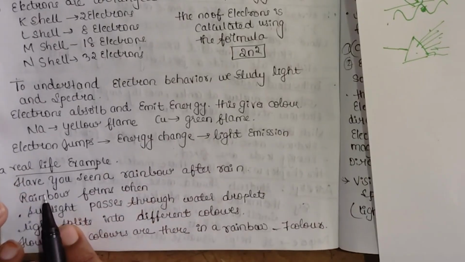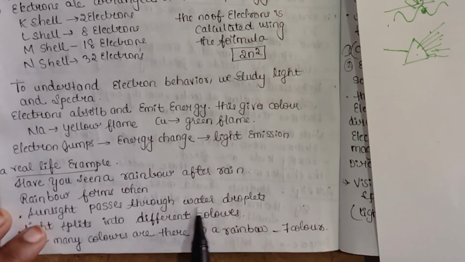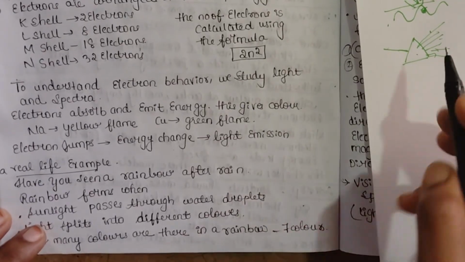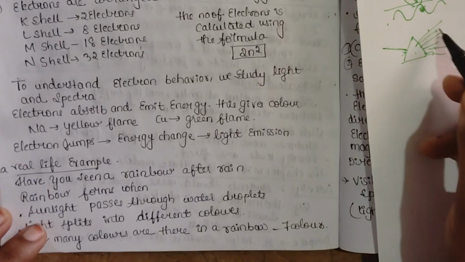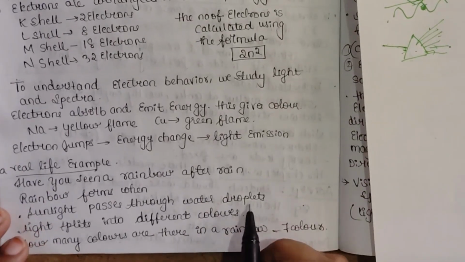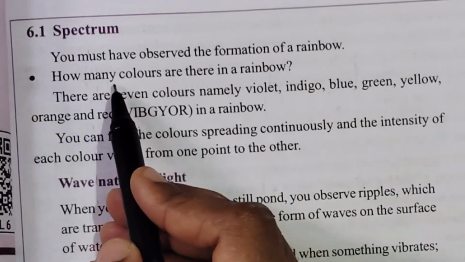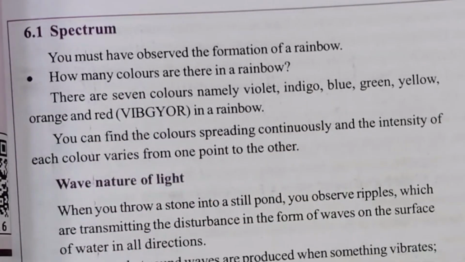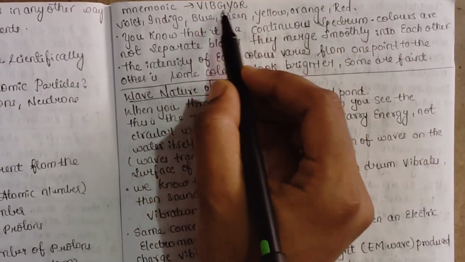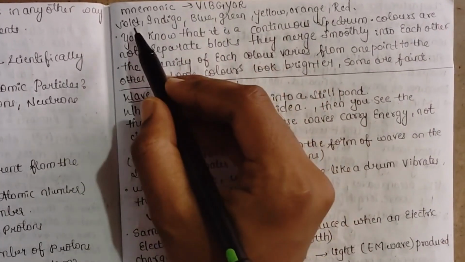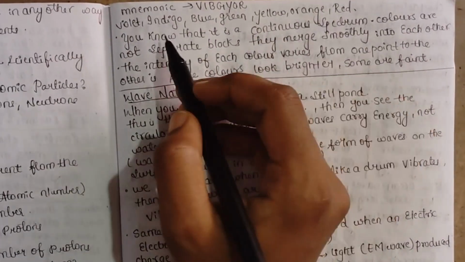A real life example is, have you seen a rainbow after rain? A rainbow forms when sunlight passes through water droplets. Okay, here there is a prism. When we pass the light, this gives different spectral lines. In the same way, the water droplet also acts as a prism and the light splits into different colors. How many colors are there in a rainbow? We know that there are 7 colors. The mnemonic is VIBGYOR. V represents violet, I indigo, blue, green, yellow, orange and red.